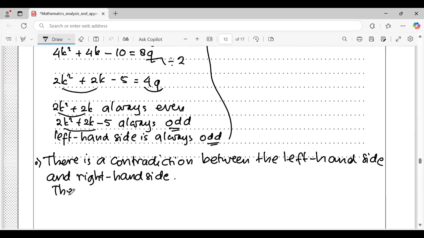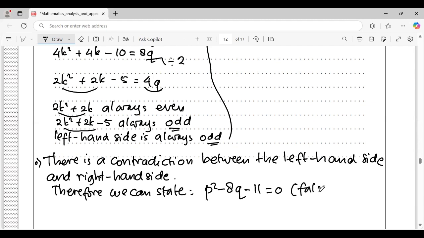So therefore, we can state that p squared minus 4q minus 11 equals 0 must be false, or p squared minus 4q minus 11 not equal to 0. This is the conclusion.